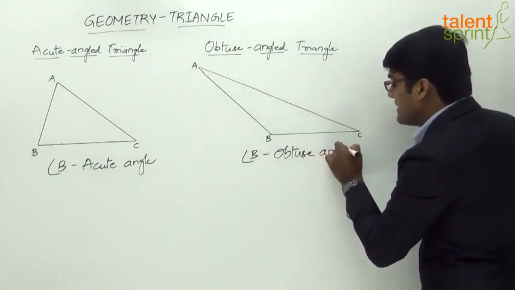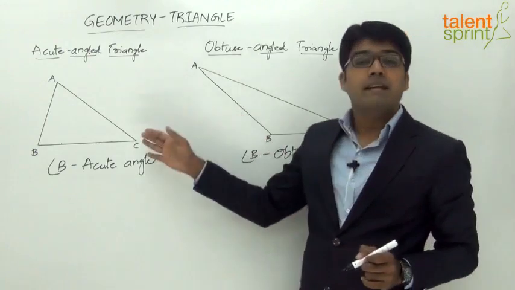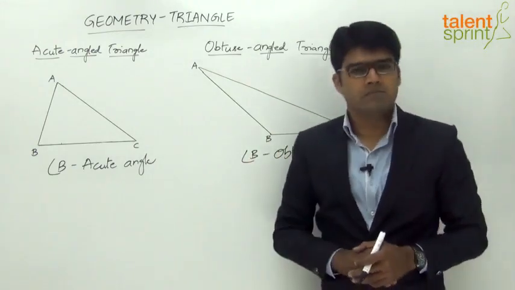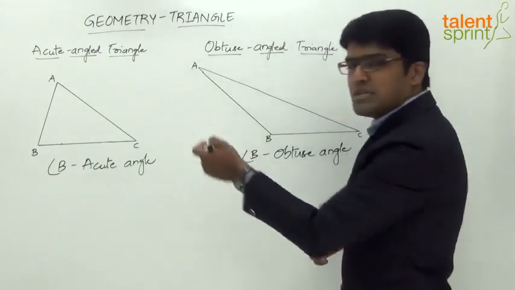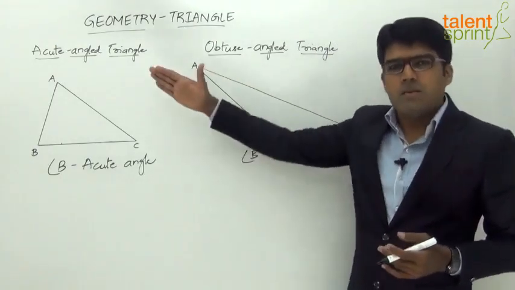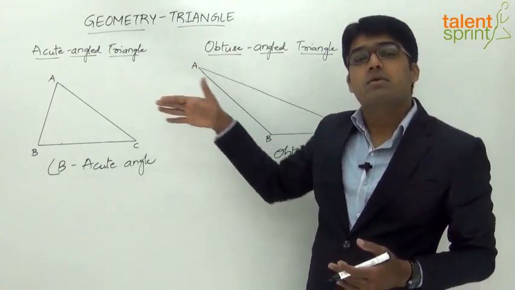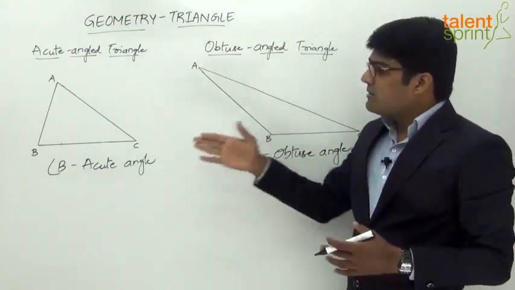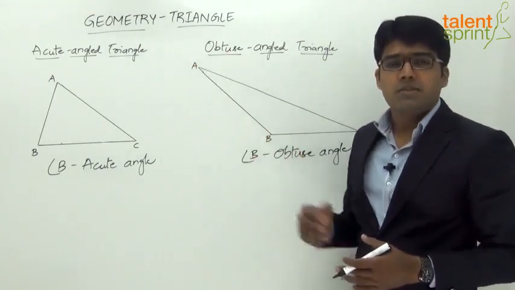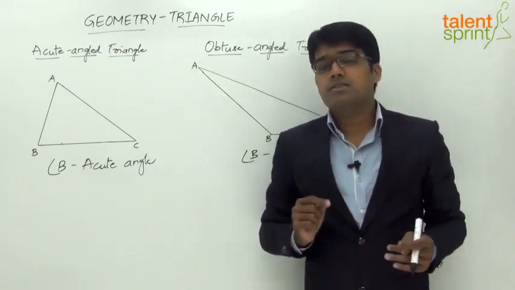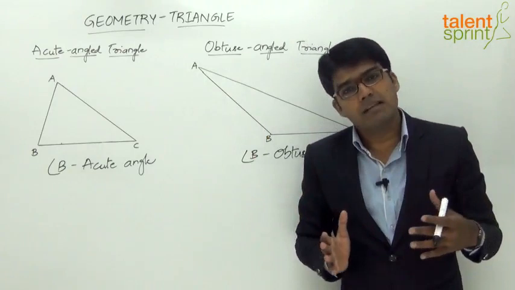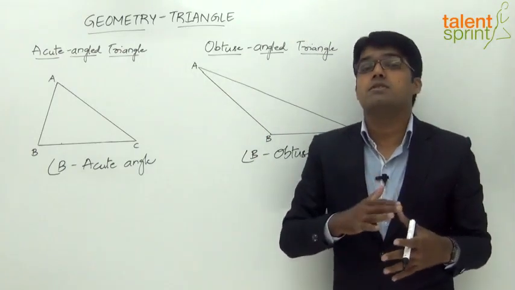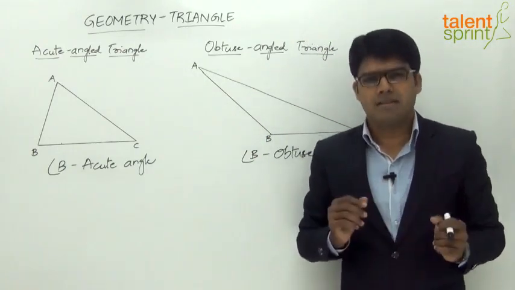Now what happens in case of an acute angle triangle and an obtuse angle triangle? In a right angle triangle, we know that AC square equals AB square plus BC square. That is, AC square, the hypotenuse square, will be equal to the sum of the squares of the remaining two sides. Now let us derive similar relationships for these two triangles. We have clearly understood that the side which is opposite to the largest angle will be the largest side, and the side which is opposite to the smallest angle will be the smallest side.